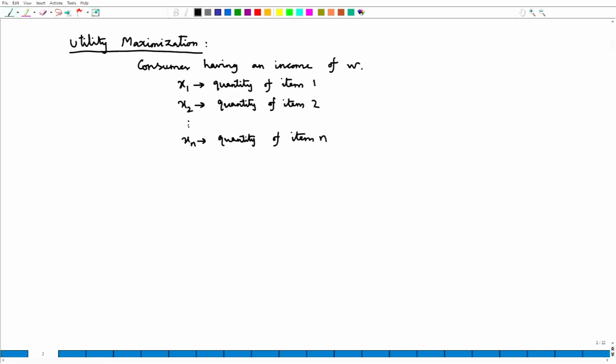And he actually gets a utility of u(x1, x2, dot dot dot xn) when he buys a quantity of x1 amount of item 1, x2 amount of item 2, dot dot dot xn amount of item n. So, he buys x1, x2, dot dot dot xn in such a way that the budget constraint is satisfied.